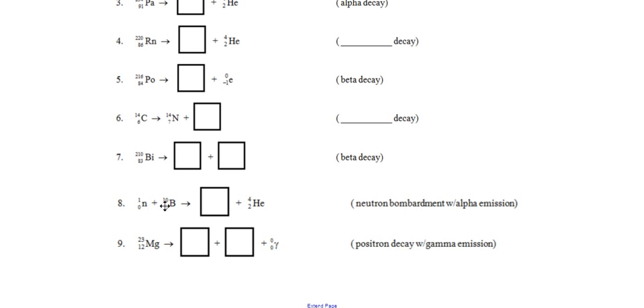1 plus 10 is 11. So the superscripts over here need to equal 11. Blank plus 4 equals 11. Well, that should be 7. 0 plus 5, so that's 5. Blank plus 2, oh, that's 3.